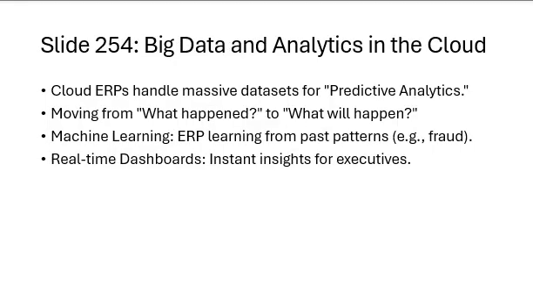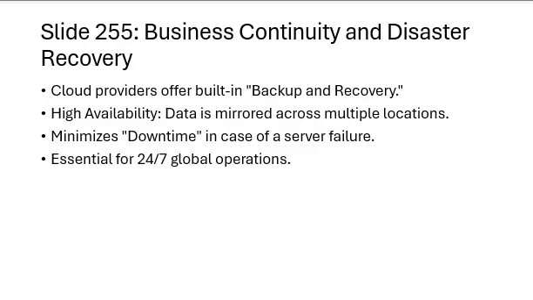Okay. So we have big data and analytics in the cloud. The cloud ERP will handle massive data sets for predictive analytics. So we move from asking what happened to predicting outcomes. Machine learning is able to detect fraud using past transaction patterns. And we have a real-time dashboard that provides instant insights for executives. And the analytics will improve decision making across business functions.